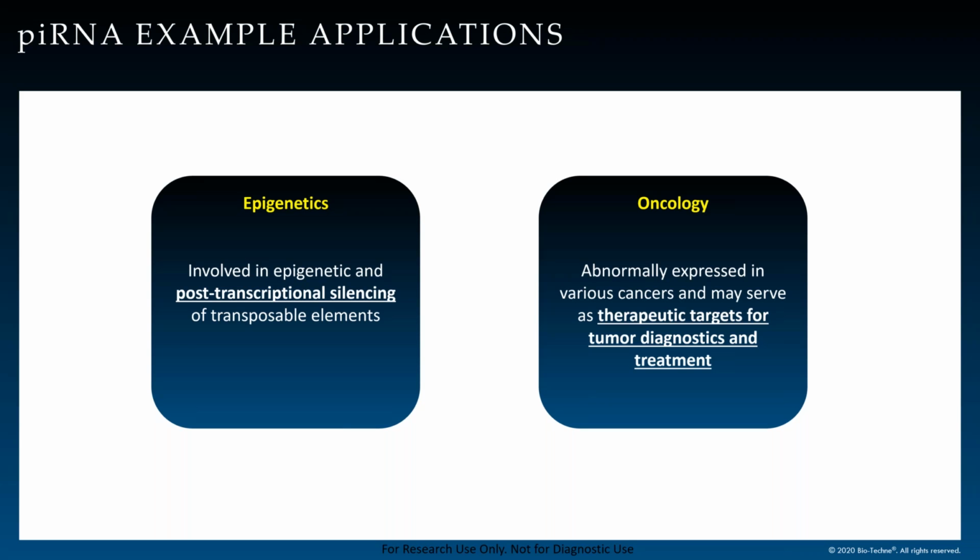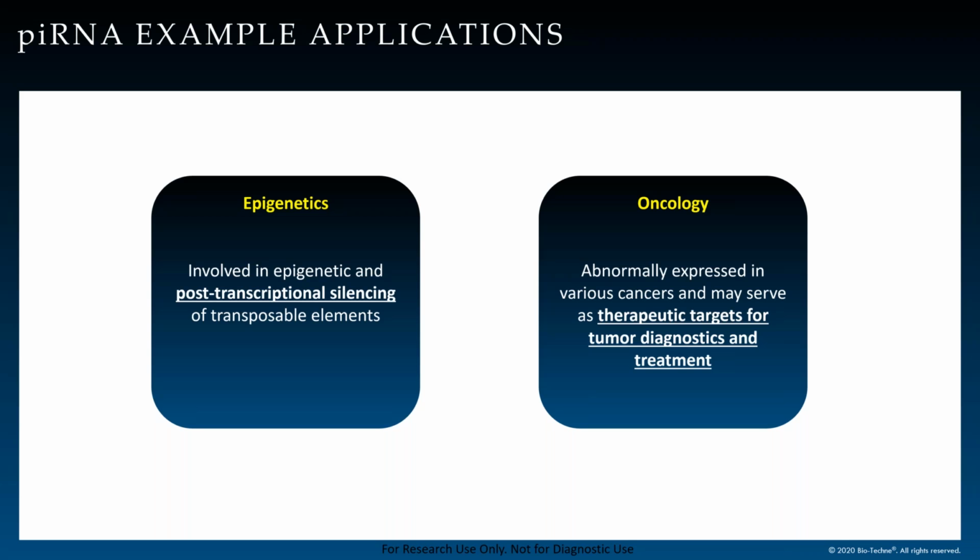Finally, we arrive at our last application, which is detection of piRNA. There are 2 applications. One includes epigenetics and the other one includes oncology. piRNAs are considered the largest class of small non-coding RNA molecules expressed in animal cells and are slightly bigger at 24 to 36 nucleotides in length.